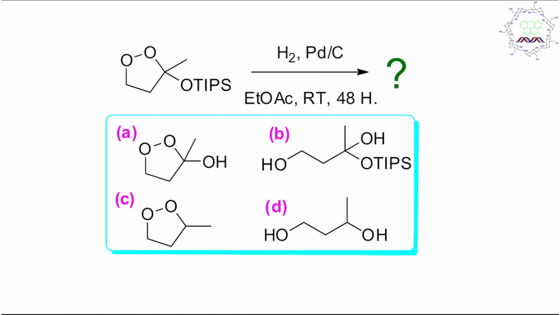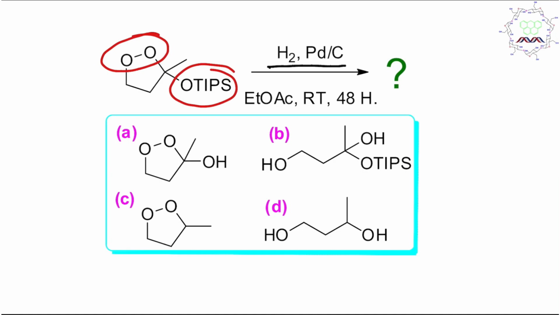First, look at the problem, students, where the reaction could be possible. There are two functional groups present in the molecule. First is this peroxide linkage, and another is TIPS, this silyl protection of this alcohol, triisopropylsilane. You may consider it protection of alcohol. This is a bulky protection. And the second reagent is palladium, charcoal, and hydrogen.